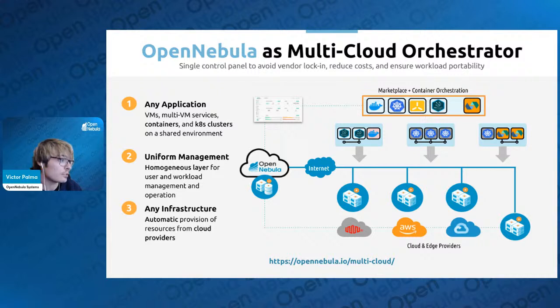The first one is that you can deploy any application supporting VMs, multi-VMs, services, containers, and Kubernetes clusters, as I said before. You can manage all of them in a uniform way from the same portal. So you can provide a homogeneous layer for workload and user management. And finally, you have the possibility to manage any infrastructure. So you can deploy your on-premise infrastructure from one portal. At the same time, you manage all the infrastructure that you have, for example, in AWS, Equinix, or other cloud providers.